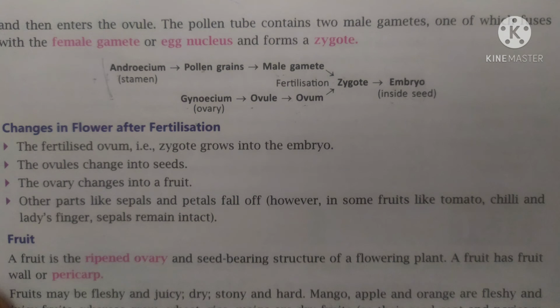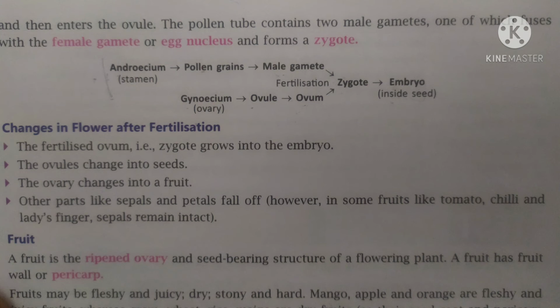Now, my dear students, you can see here that the androecium has pollen grains, and the pollen grain gives rise to the male gamete. Similarly, the gynoecium has the ovule, and the ovule forms the ovum. When the ovum and the male gamete fuse, the process is referred to as fertilization, and on fertilization they form the zygote, and this zygote develops and gives rise to the embryo. Dear students, these were the steps in the fertilization process.